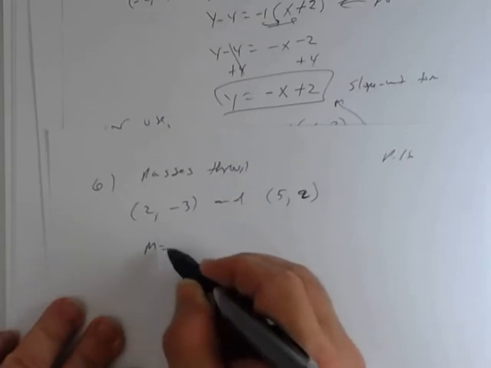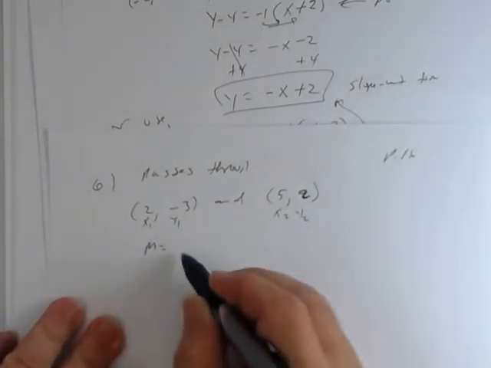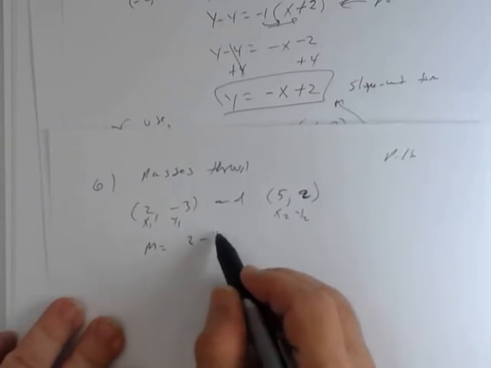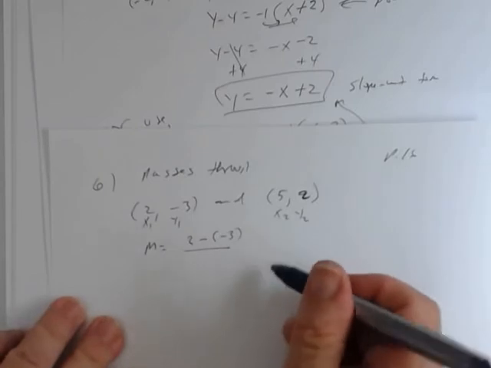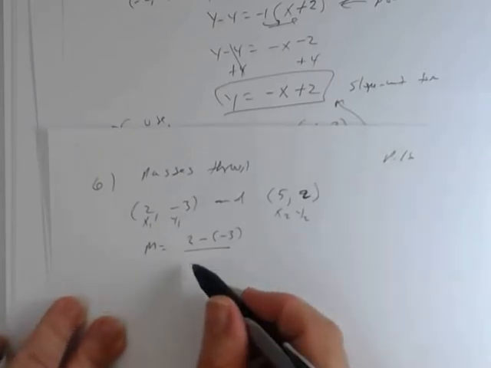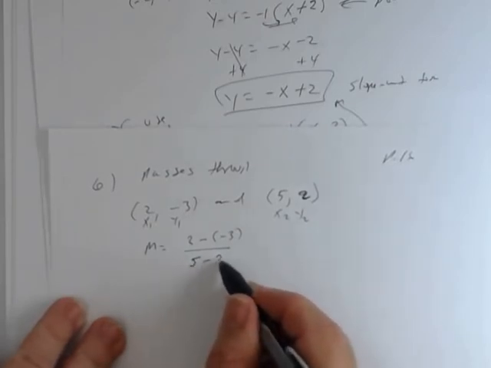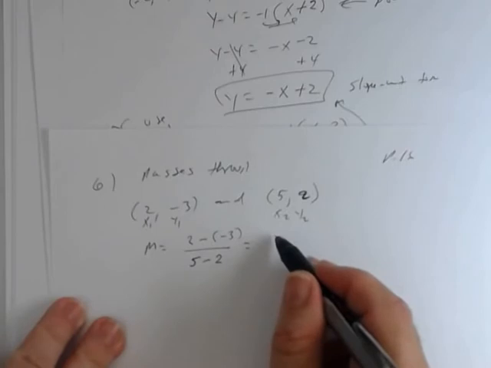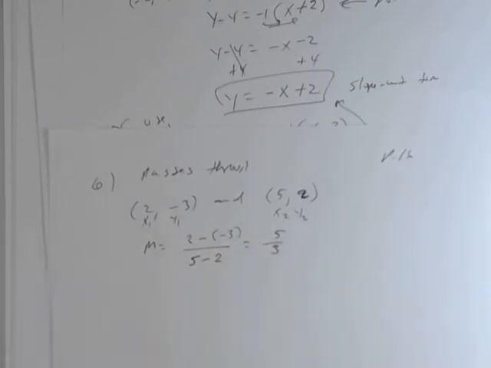I'm going to use the slope formula. So the slope will be, let's call this x1, y1, x2, y2. So you'll have 2 subtract a negative 3. Since I started with y2, I got to start with x2. So what's x2? 5, and then we'll subtract 2. What's the numerator? What's the denominator? So there's your slope. The slope is 5/3.